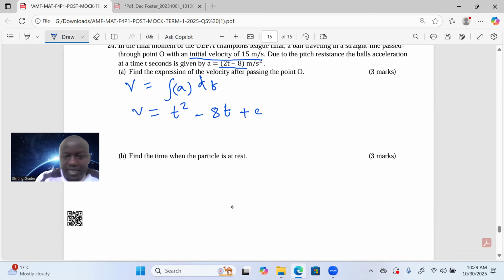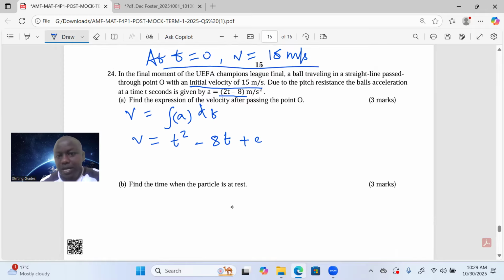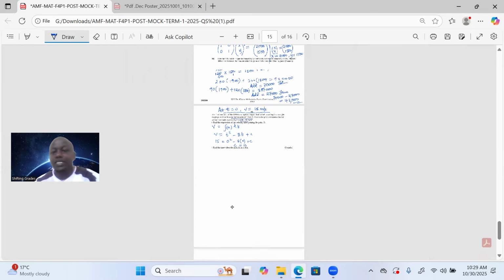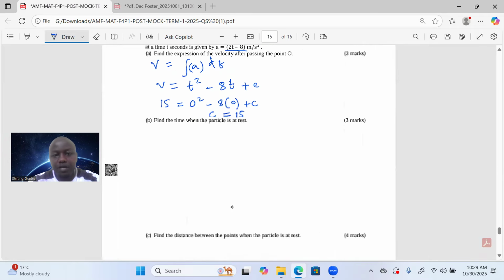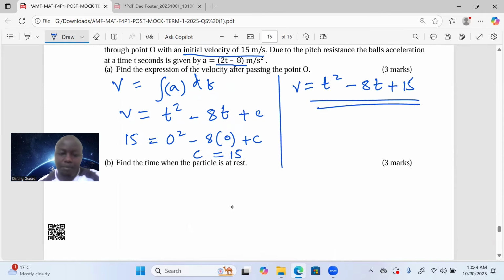Now, let's talk about the information given here: when t was 0, the initial velocity was already 15. So v equals 15, you substitute when t was 0, meaning that c is 15. And now a velocity-specific equation can be given instead of the general equation: v equals t squared minus 8t plus 15.